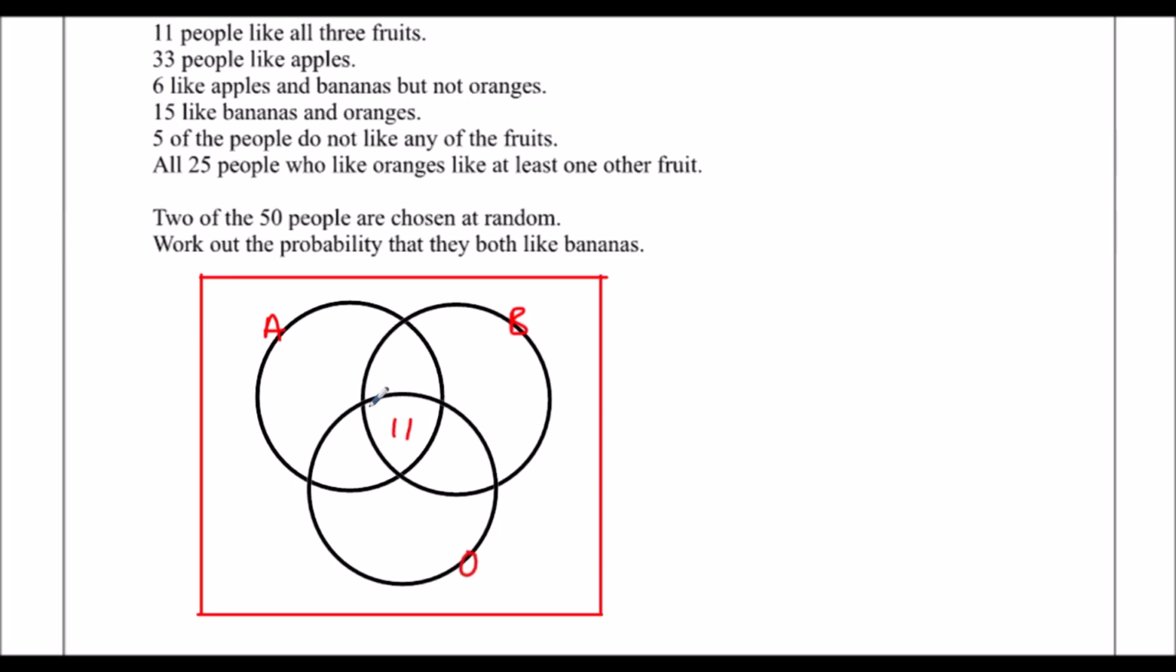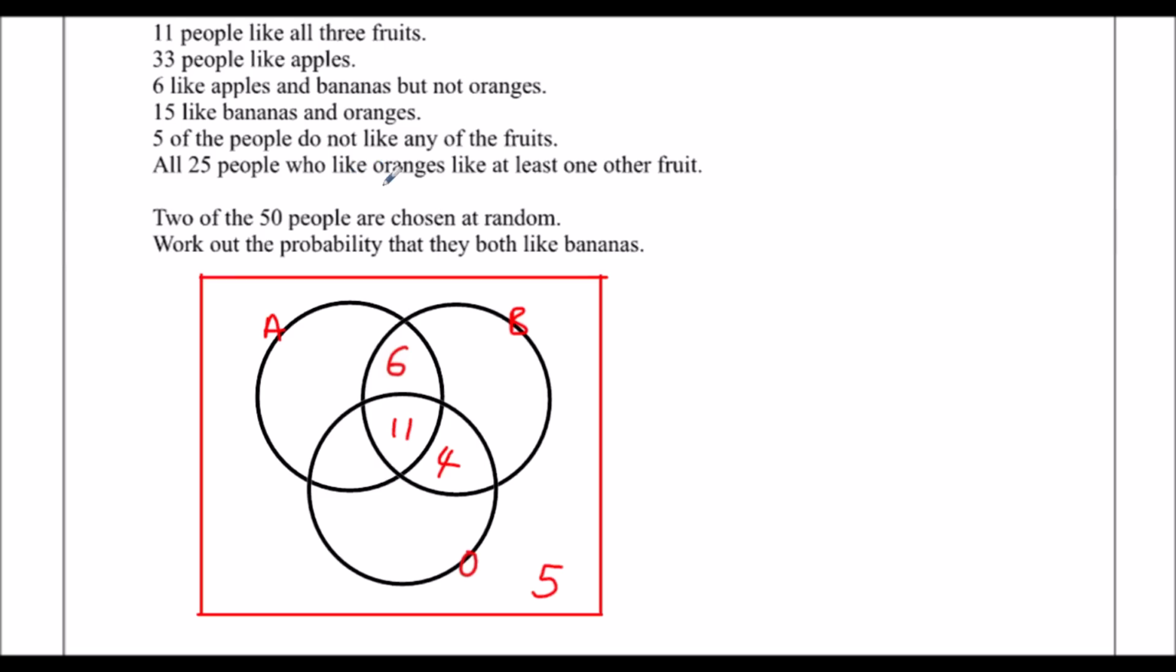33 people like apples. That means this whole apple circle is 33. We can't do anything with that right now. We'll come back to it. Six like apples and bananas, but not oranges. So that's this part here, in the apple circle, banana circle, but not the orange circle. 15 like bananas and oranges. So the overlap between the B and the O is 15. We've already got 11 there, so we've got four more. Five of the people do not like any. That goes on the outside.